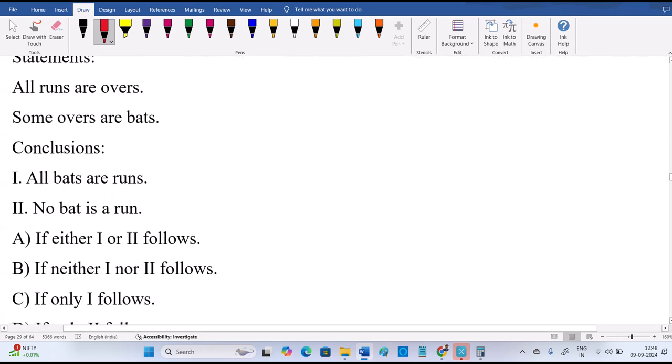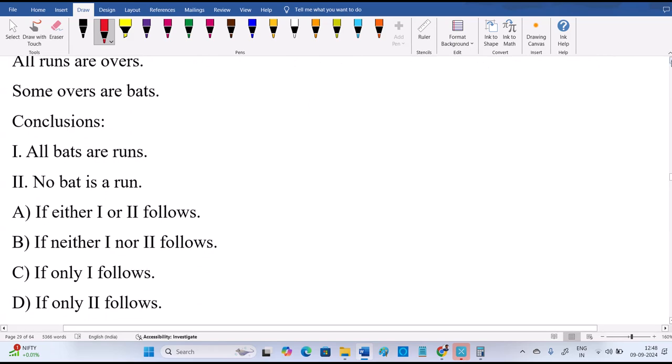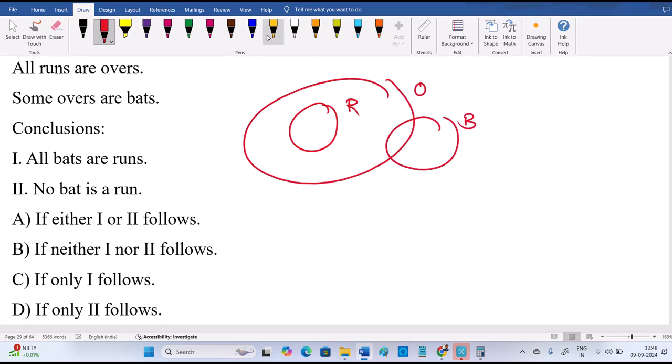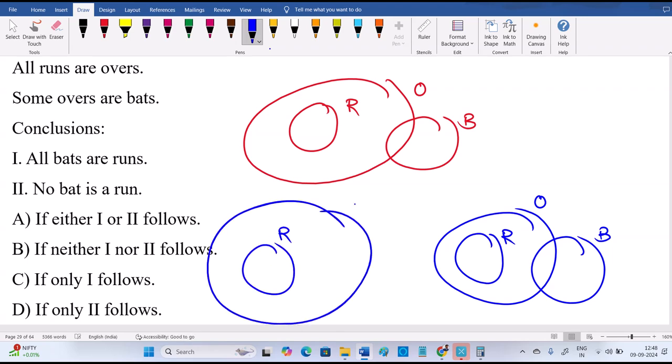Now again, statements and conclusions. All runs are overs. Some overs are boards. Some part of overs are boards. There are many other ways of doing it, but fine.